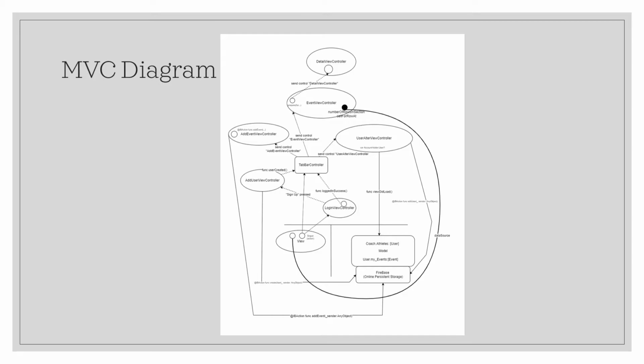And then the view controller has the data source line, which has the number of rows in section, and the cell for row at methods, which are the data source methods of the table view. And then branching off of the event view controller is the details view controller, which has the details of the event from the model.